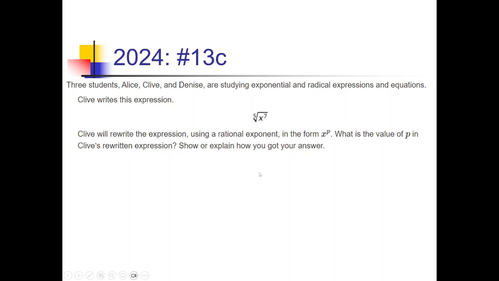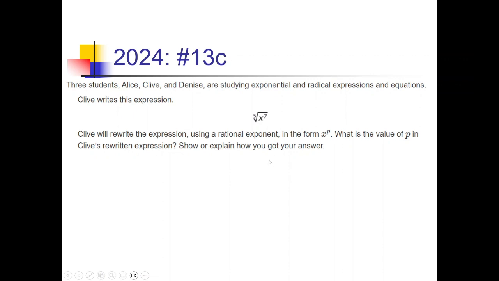For part C, we have Clive writing this expression, the 5th root of x to the 7th, and he wants to rewrite this expression with a rational exponent with x to the p. So we want the value of this p. Basically, you just have to rewrite this as a fractional exponent, and then whatever that fraction is, you just write p equals that fraction and call it a day.